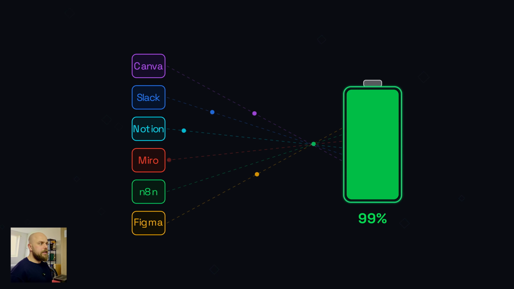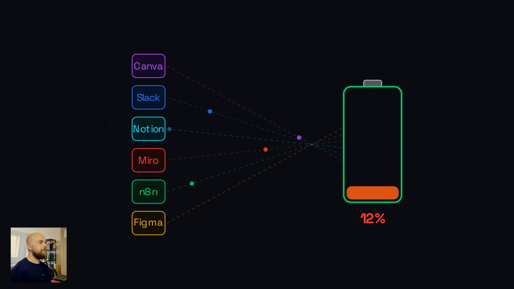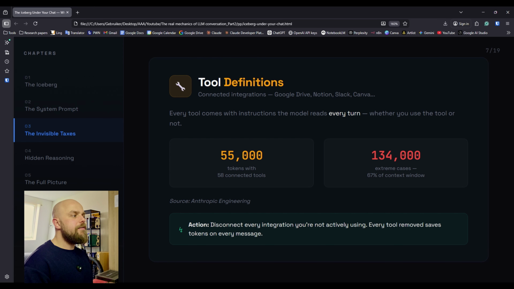Think of them like apps running in the background on your phone. You are not using them, but they are still draining your battery anyway. Action, go to your settings and disconnect every integration you're not actively using. Every tool you remove saves tokens on every single message.